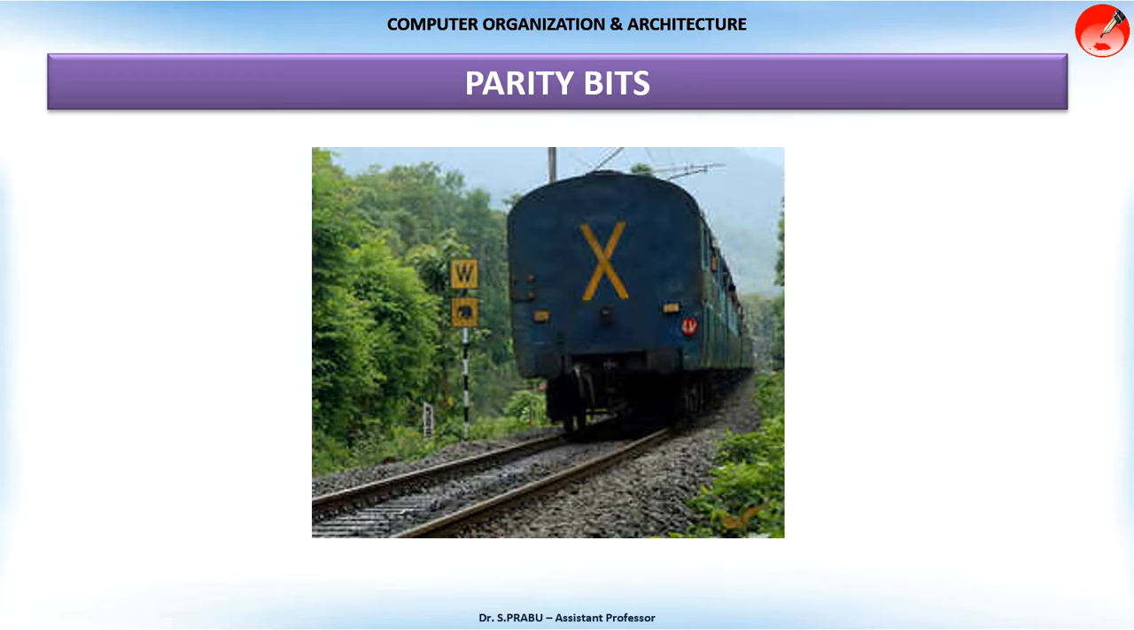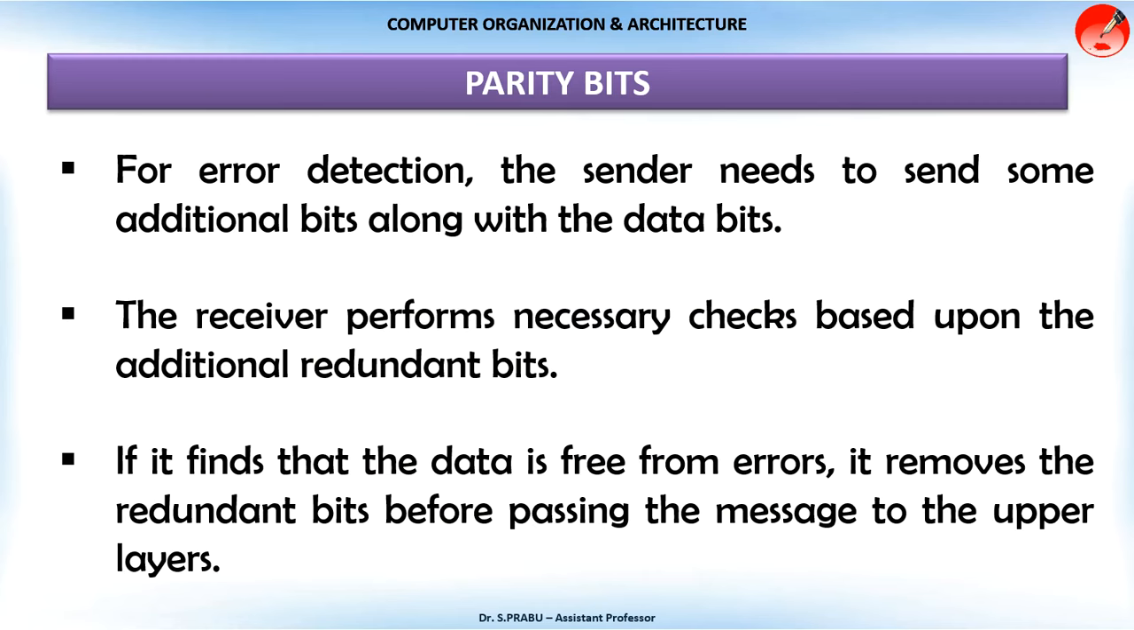Let's see one real-time example for error detection in the case of a train. Before the train starts its journey, the final carriage should be marked as X. After reaching, if any carriage is accidentally detached from this train, at the receiving end it can be easily identified by this mark. If the mark is present, that is the last carriage, otherwise some train carriages are missing. In the same way, the parity bits can identify whether an error has happened or not.